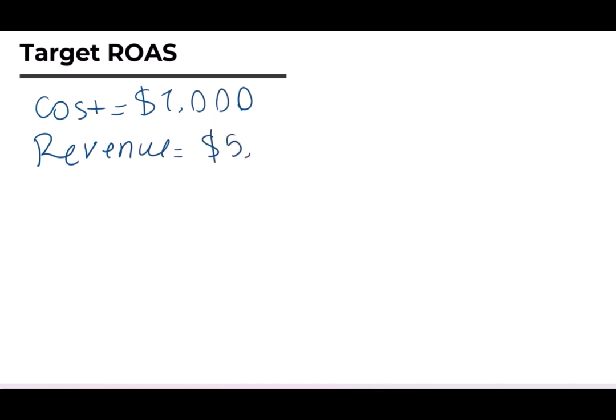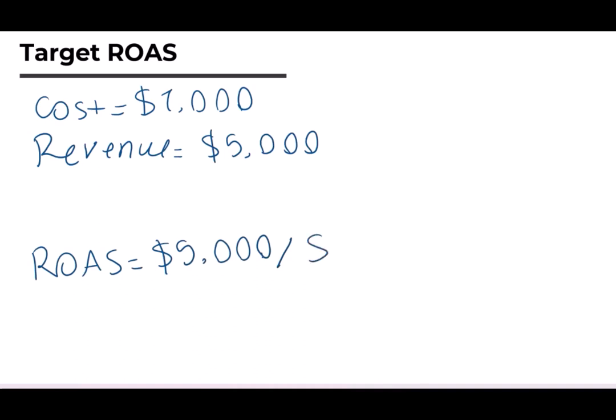For example, let's say you spend $1,000 on Google Ads in a month and generated $5,000 in revenue from these ads during the same period. Your ROAS would be $5,000 divided by $1,000, which is 5. So in this example, for every dollar spent on Google Ads, you generated $5 in revenue.